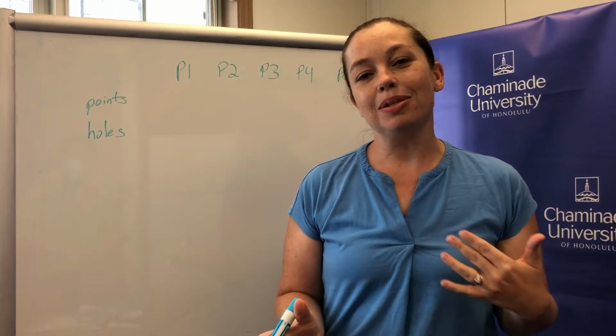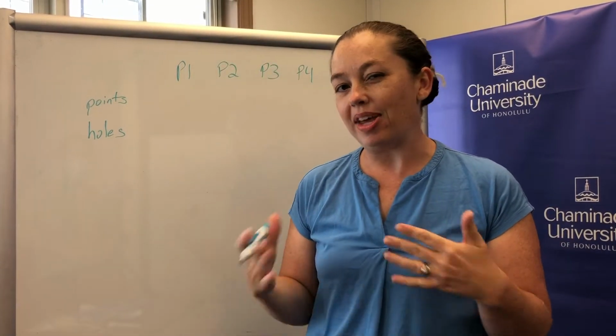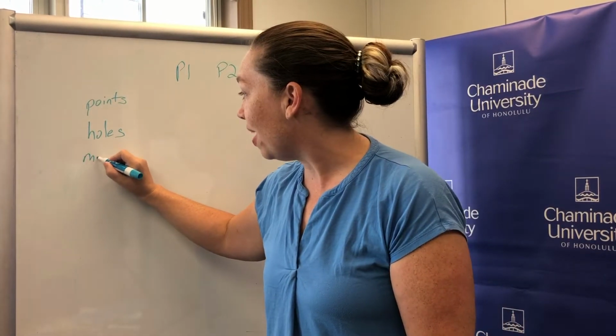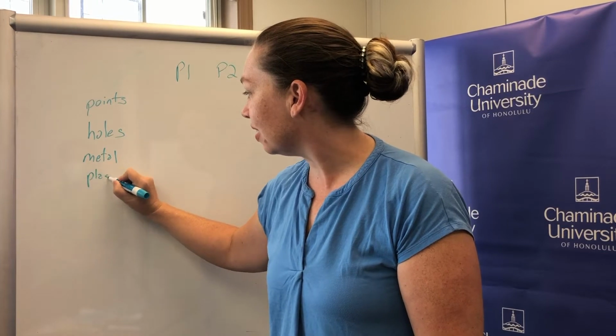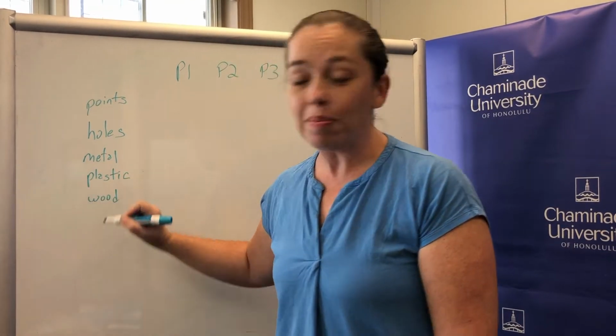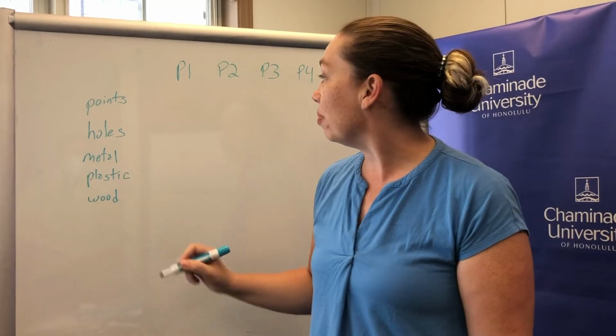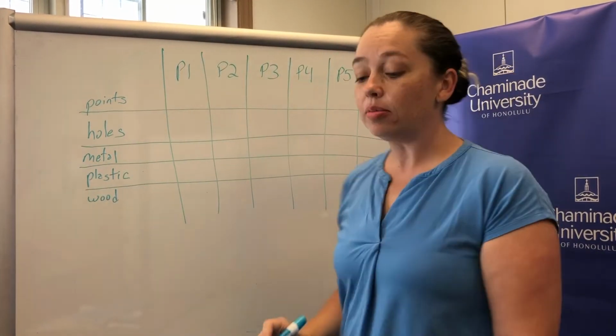But when we want to know what it's made of, we can't just record it that way. We have to record it as a number. So we'll ask a yes or no question. Is it metal? Is it plastic? Or is it wood? And maybe you have some other things made of different materials. That's kind of what I have in front of me. So we'll make this into a grid, and then we'll start filling this in.